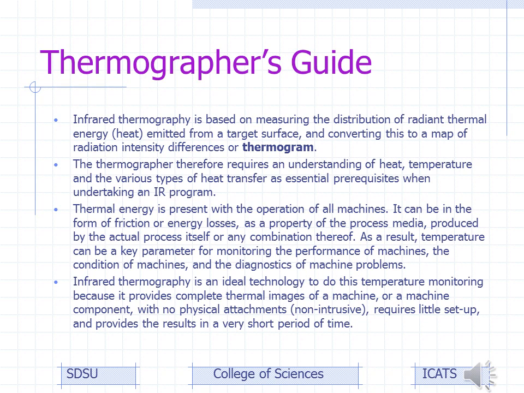Infrared thermography is based on measuring the distribution of radiant thermal energy, or heat, emitted from a target surface and converting this into a map of radiation intensities, or the thermogram. A thermogram, you'll note, uses artificial colors for the measured surface temperatures in each pixel of the thermogram itself. The thermographer therefore requires an understanding of heat, of temperature, and various types of heat transfer as essential prerequisites when undertaking an infrared program.